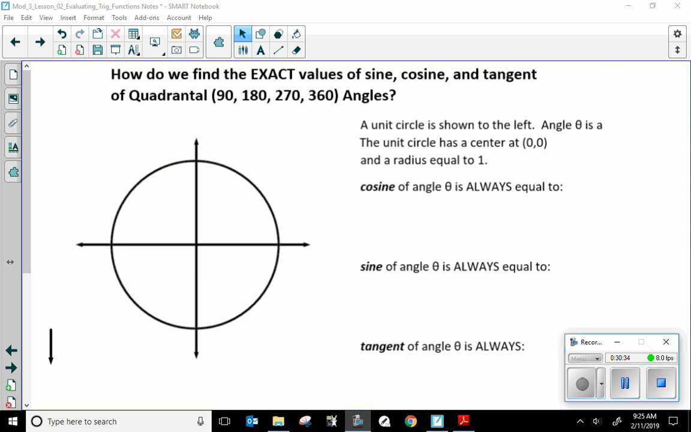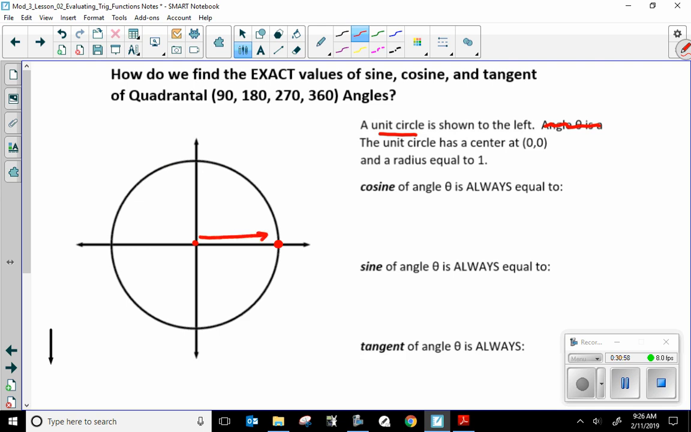Well, first of all, we need to understand this circle is called the unit circle. The unit circle has a center at 0, 0 and a radius of 1. So this is 0, 0, and this goes out 1. What is the coordinate here? That's 1 on the x, 0 on the y, and that becomes very important. So this is 0 degrees, 90 degrees, 180 degrees, 270, and back to 360.